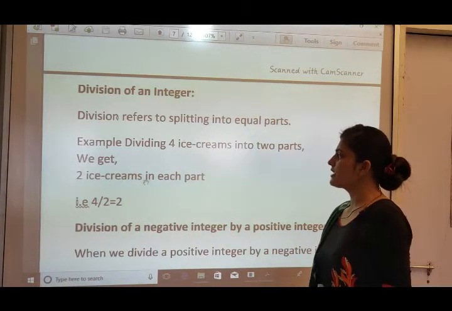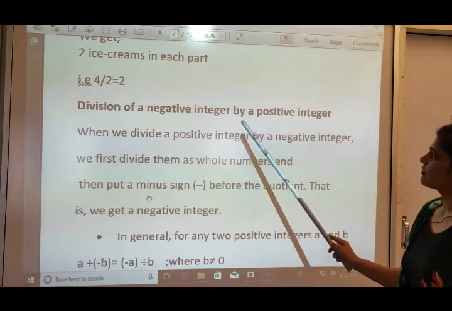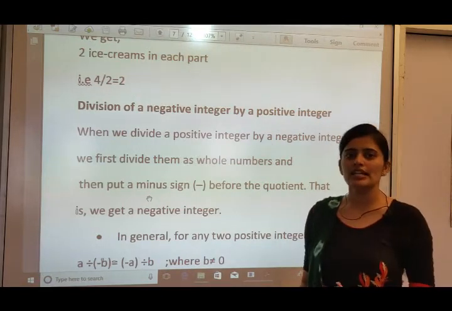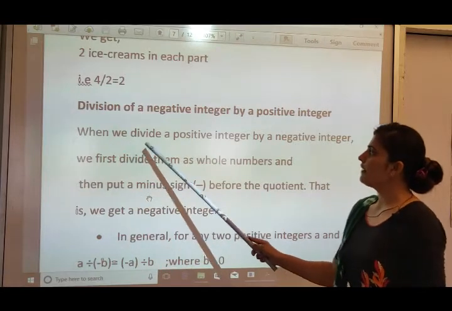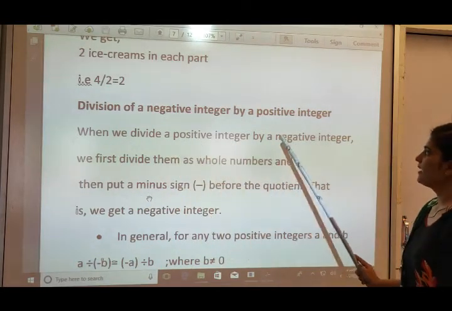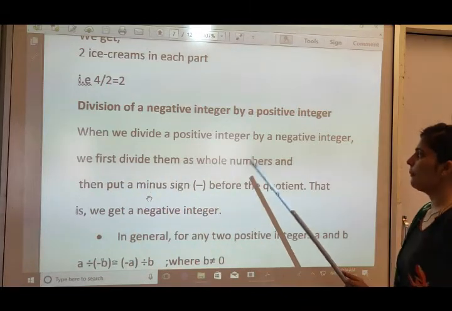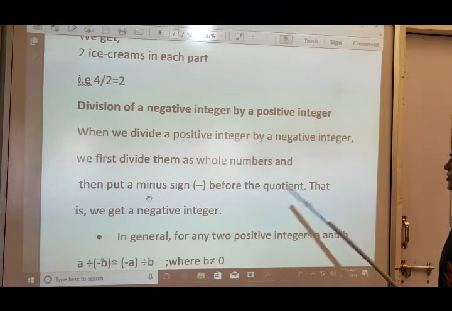The next topic is division of a negative integer by a positive integer. Now one is a negative integer and the other is positive. When we divide a positive integer by a negative integer, we first divide them as whole numbers and then put a minus sign before the quotient.